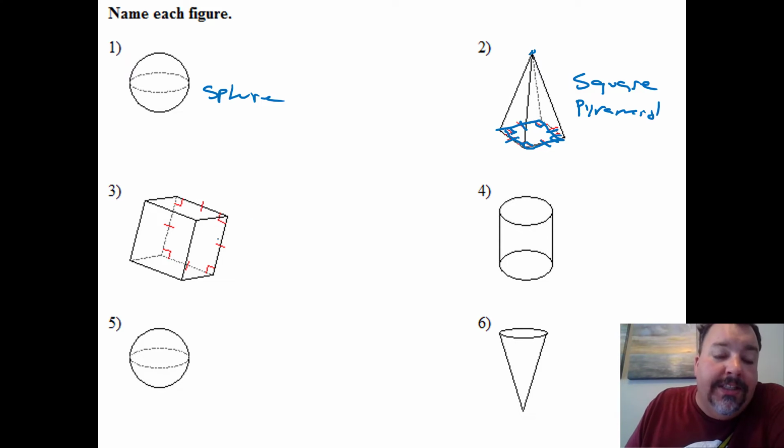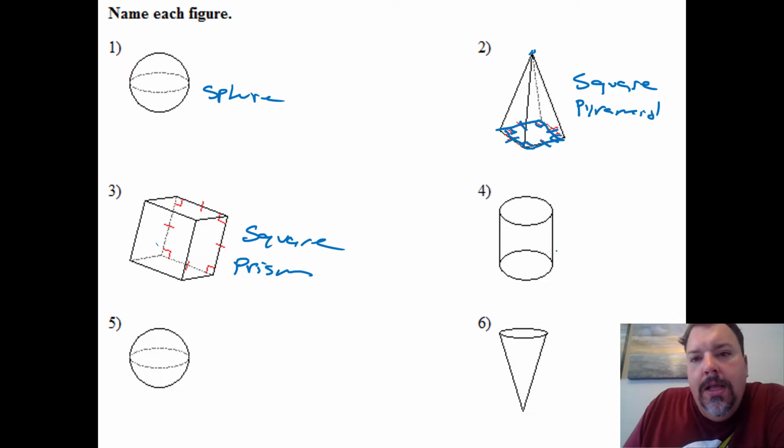For number three, this looks like a box. So that means it's going to be a prism. And if you look at the base that's marked out, that's also a square. So here we have a square prism. Number four, this is an example of a cylinder. It kind of looks like a can where it has the top and the bottom as a circle. And number six is a cone.